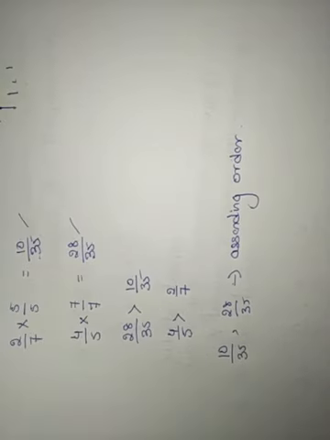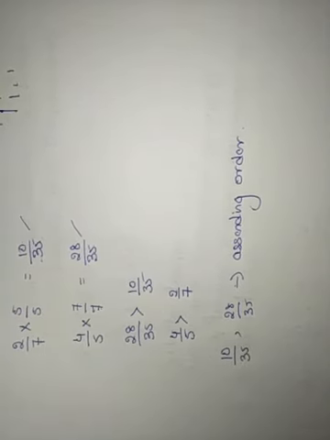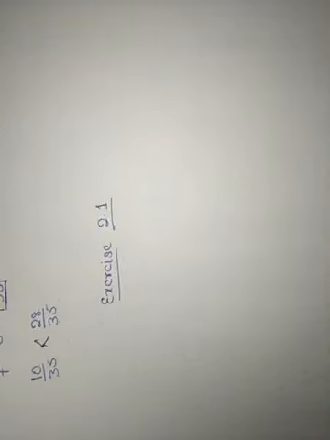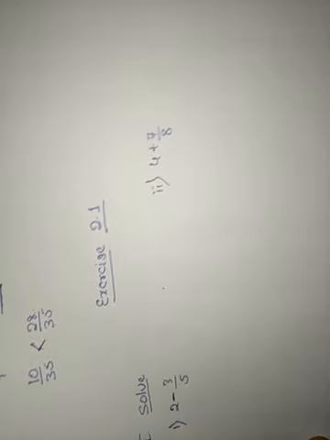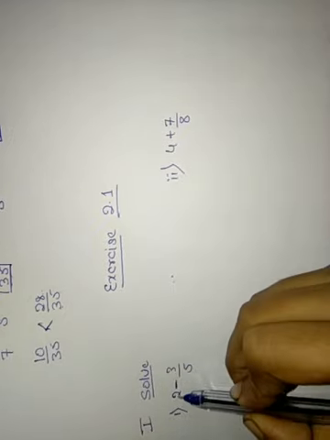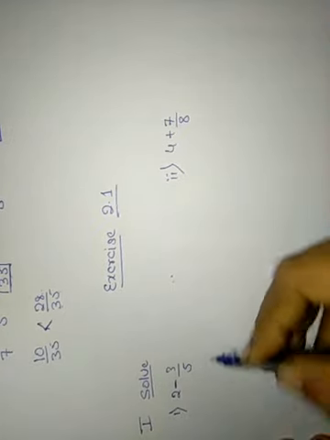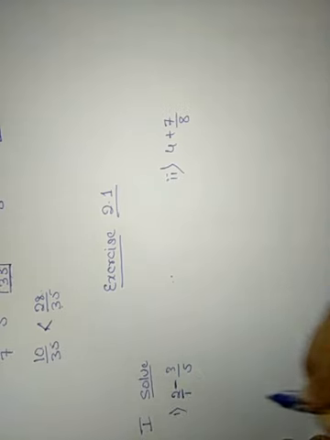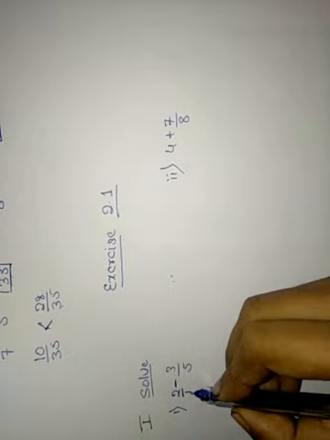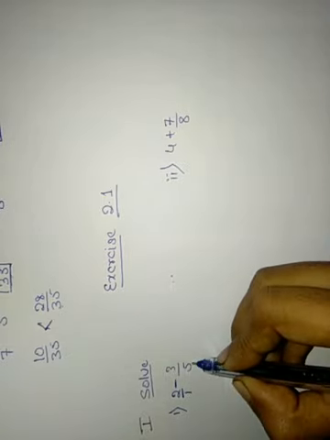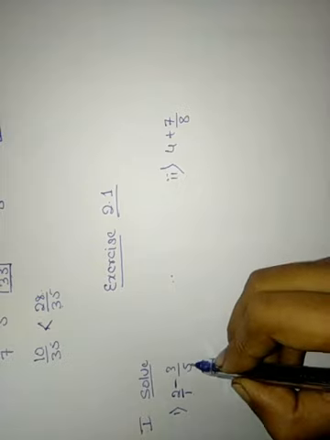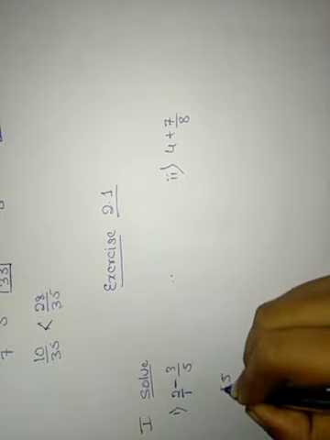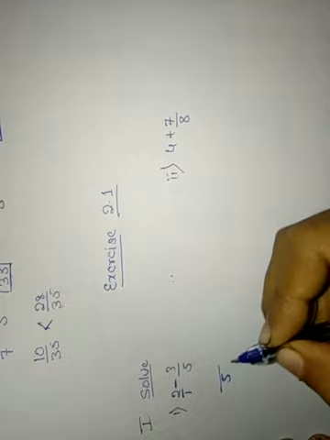Now next we'll move on to the exercise problems. First we'll solve exercise 2.1. First one, 2 minus 3 by 5. Here you can observe that for the denominator of the 2 there is nothing, which means it is always 1. Now we have to take the LCM of 5 and 1. Here it is 1, so the LCM will always be 5.